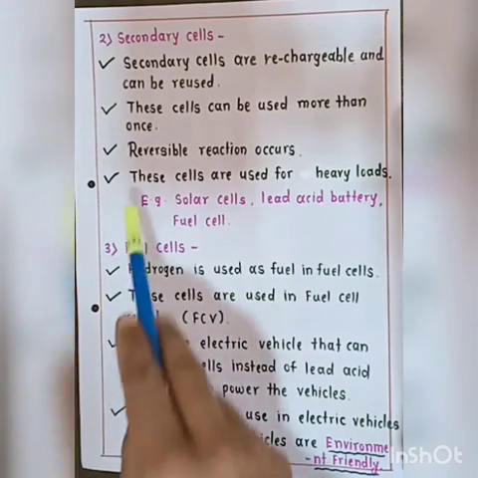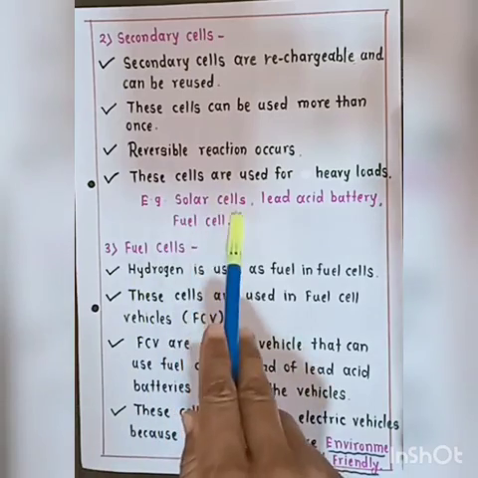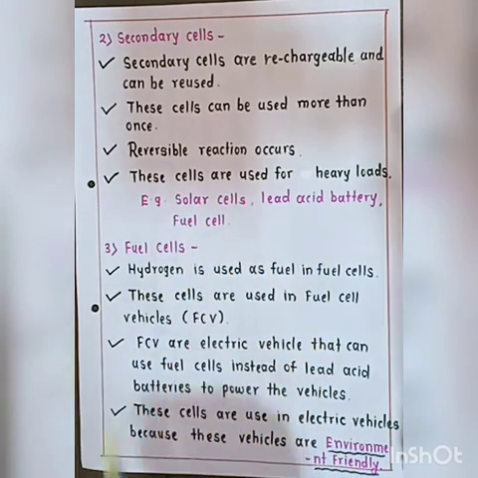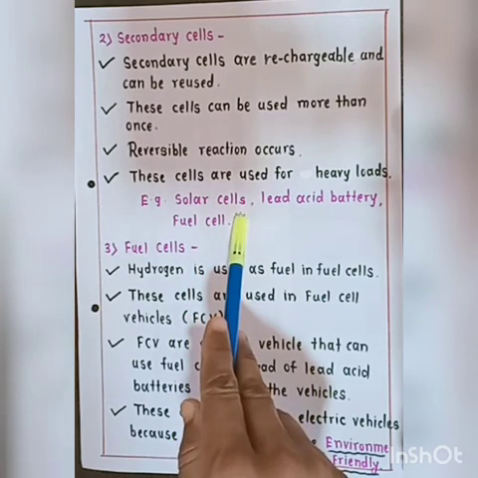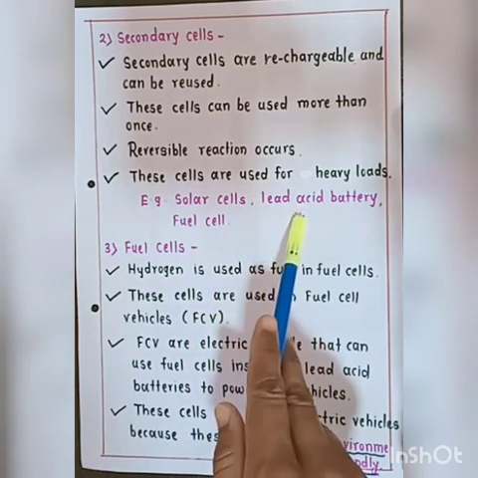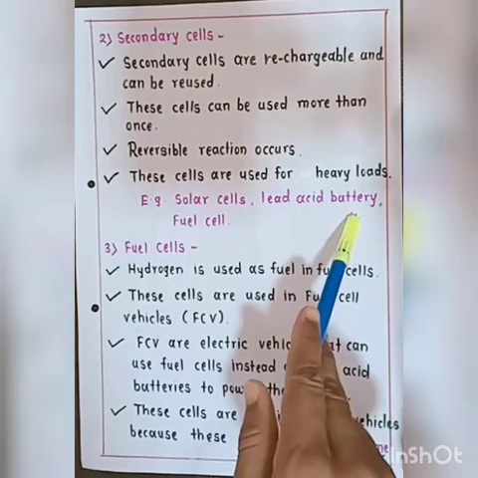Examples of secondary cells: solar cells, lead acid battery. In a solar cell, solar energy is converted into electrical energy, and lead acid batteries are used in vehicles.